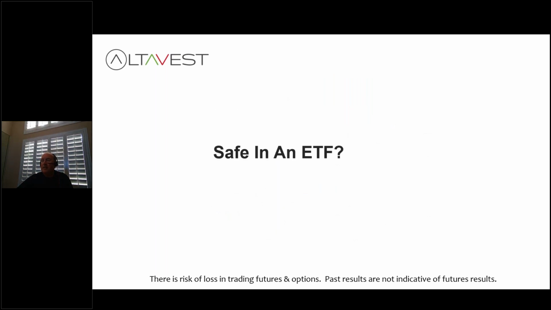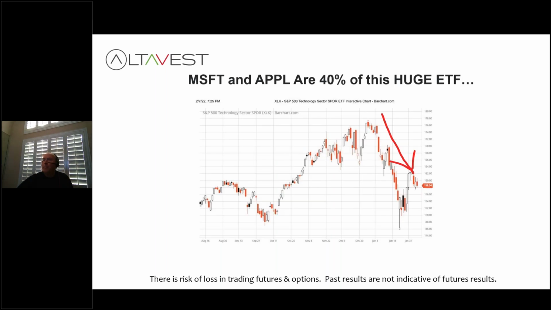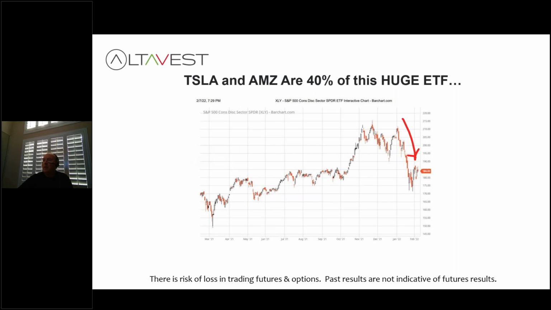Now, what about an ETF? Maybe you think you're safer in an ETF. How about this? Microsoft and Apple make up 40% of this enormous ETF. If you don't know what it is, it's the XLK technology ETF. Tesla and Amazon are also 40% of the XLY consumer discretionary ETF. These are enormous ETFs, but there's really no diversification in those types of ETFs. They all kind of hold the same thing. Concentration risk is what they call it.